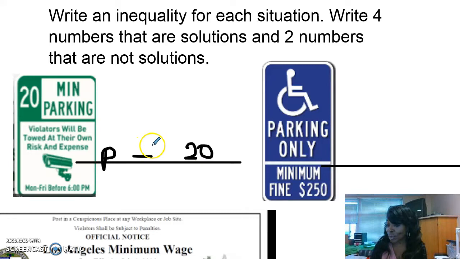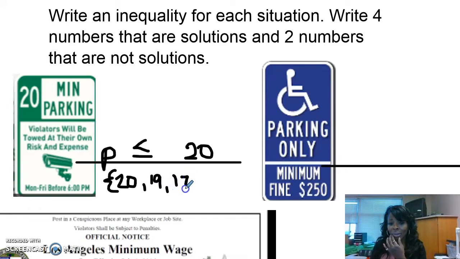So I believe if you park for more than 20 minutes, you'll get a ticket. We don't want that. So we need to put P is less than or equal to 20. So then the solution set would be 20 and any numbers less than 20. So we could do 20 minutes, 19 minutes, 17 minutes, or even 5 minutes we could park, okay? But we'd have a problem if we parked for 21 minutes or even 25 minutes, okay?